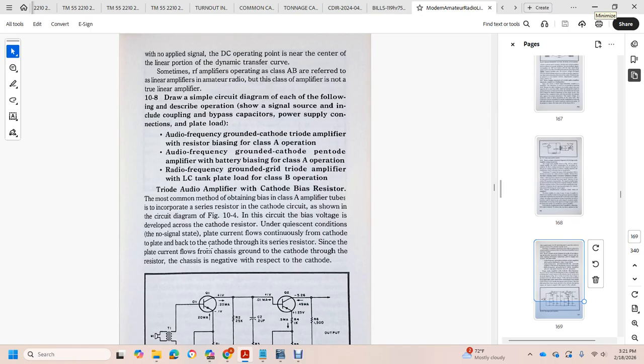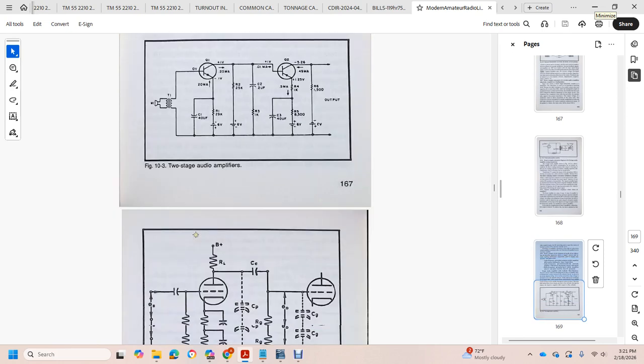The most common method of obtaining bias for a class A amplifier is to incorporate a resistor in series with the cathode circuit, as shown in the circuit diagram in figure 10.4. The bias voltage is developed across the cathode resistor. Under quiescent conditions with no signal, plate current flows continuously from the cathode to the plate and back to the cathode through a series of resistors. Some of the plate current flows to chassis ground through the cathode resistor, making the grid negative with respect to the cathode.